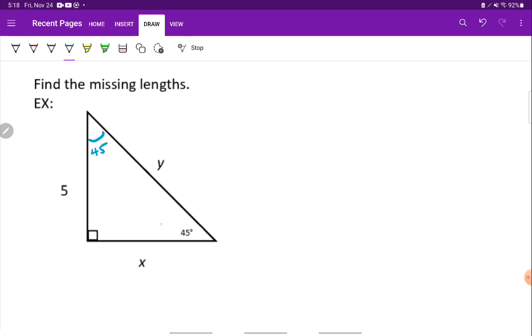Since our angle measures match, our legs have to match as well. So this one's 5. And then to go from the short side to the hypotenuse in a 45-45-90 triangle, you simply multiply the leg by the square root of 2. We're getting y to be equal to 5 times the square root of 2.